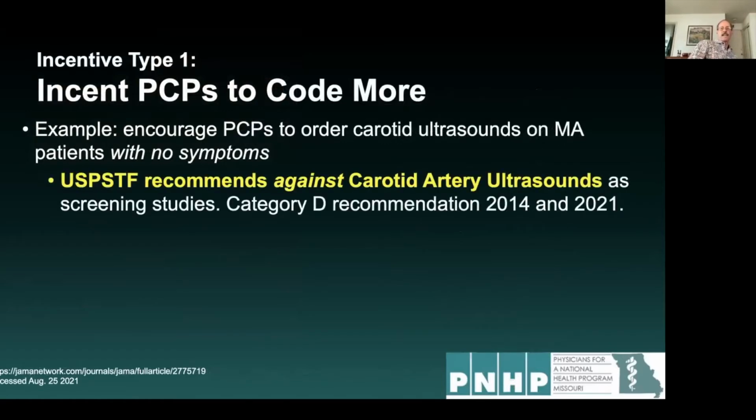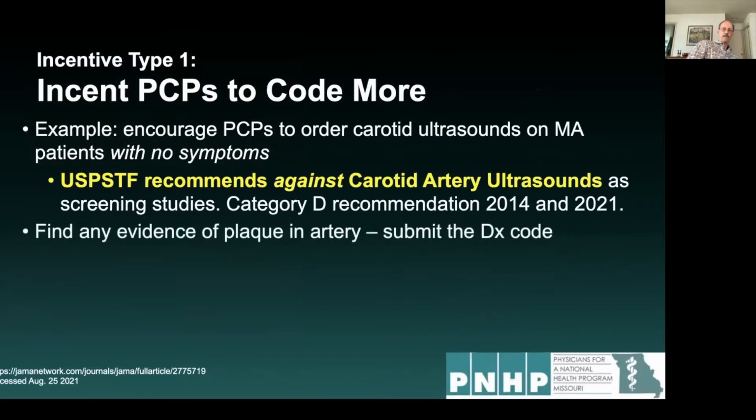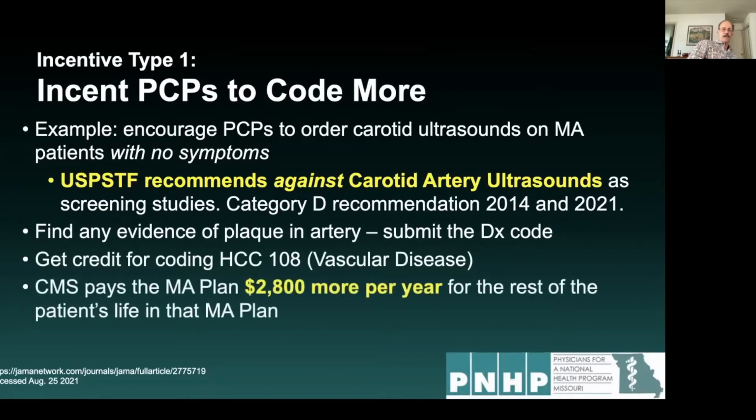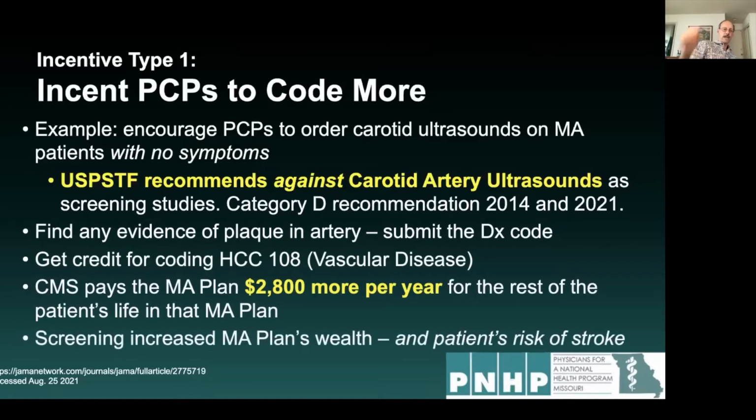So this is against guideline recommendations for carotid artery ultrasounds. They're not supposed to be a screening tool for asymptomatic patients, but if they find any evidence of plaque, they submit the diagnosis code, and they get $2,800 per year more per person for the rest of that patient's life in that Medicare Advantage plan.